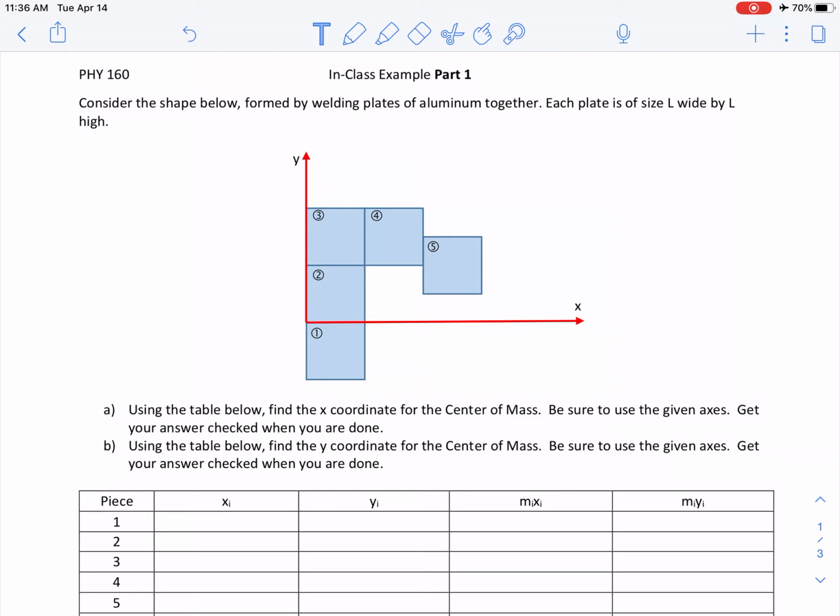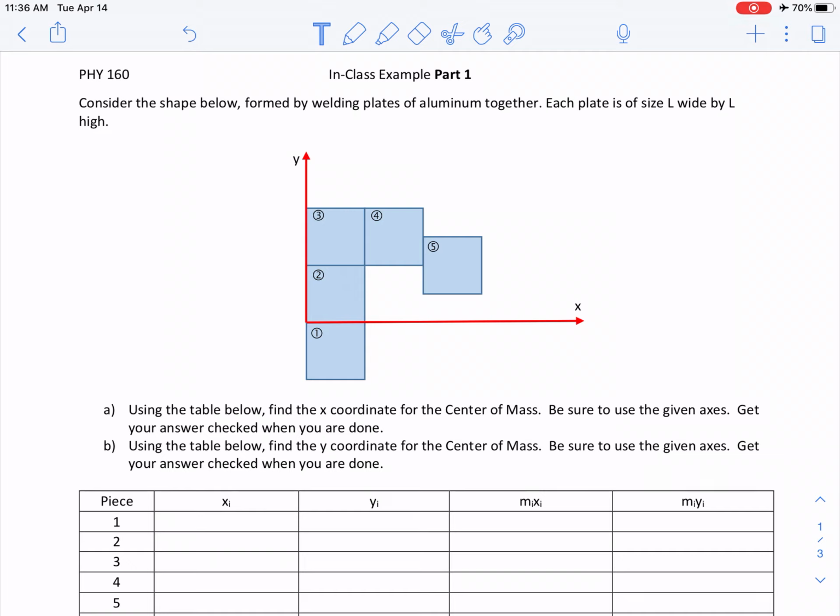Assuming that you checked it, I'm going to go through the solution with you. So consider the shape below. And this is also part one. There are two parts. Make sure the axes are right in between, like you see where the origin is. The only difference between part one and part two is where the origin is. So check that. This is the one I'm doing right now.